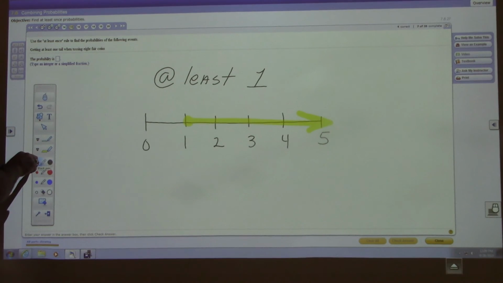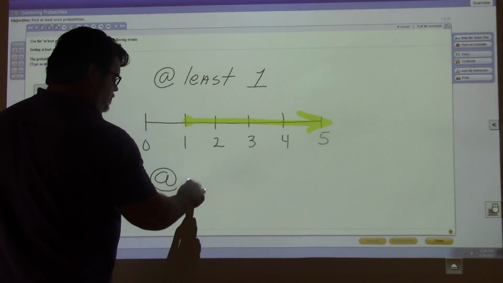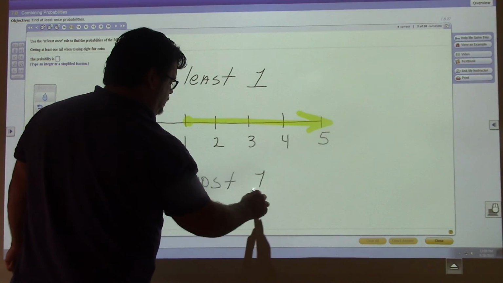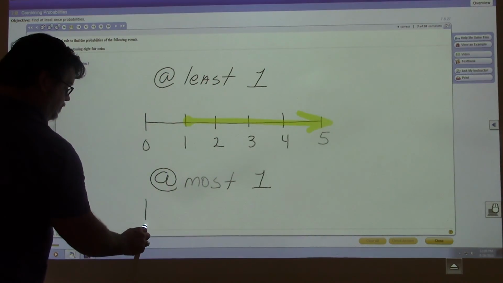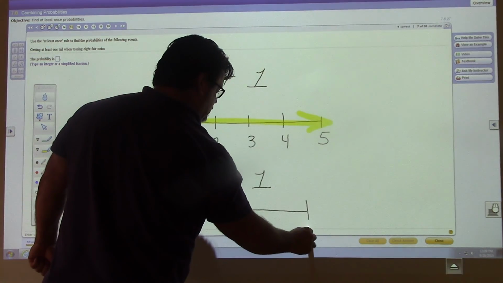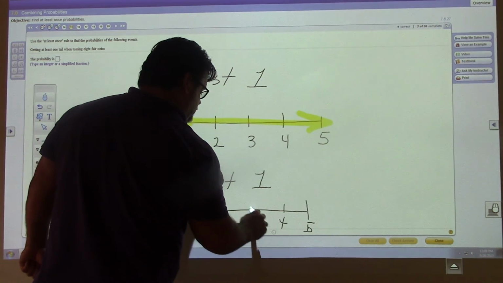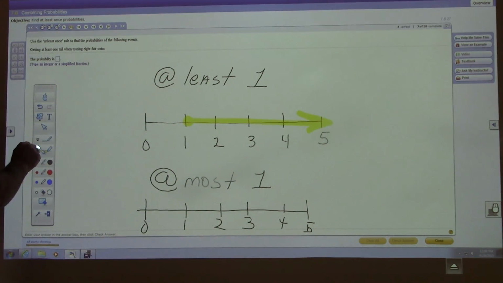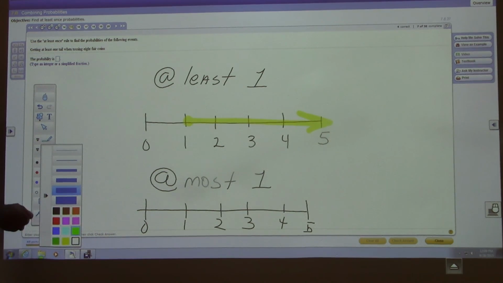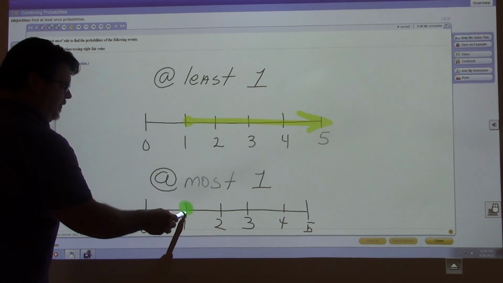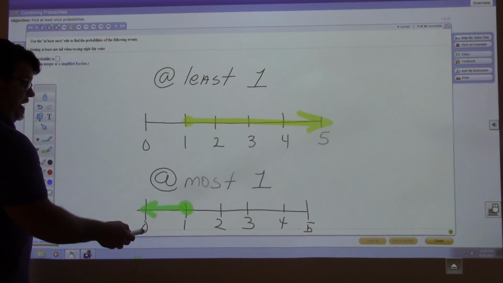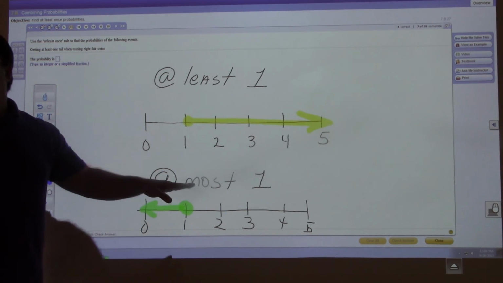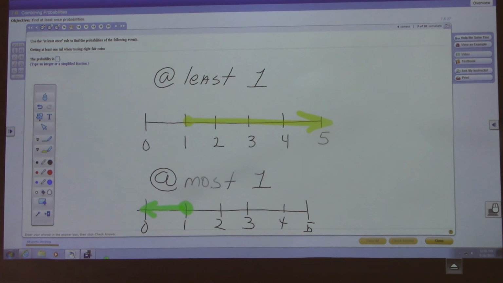Same thing with at most one. If I give you at most one, that means your largest number is 1. So that means everything to the left. So that means 0 and 1. So at most 1 means 0 and 1. At least 1 means 1 and more.